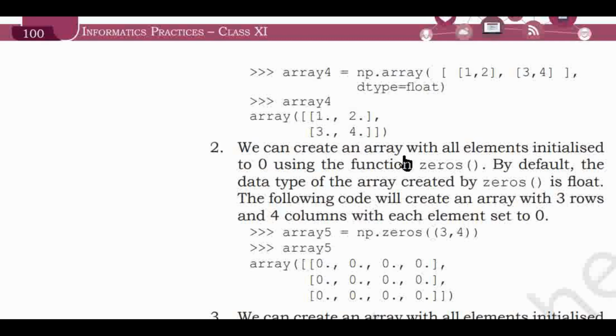We can create an array with all elements initialized to 0 using the function zeros. By default, the data type of the array created by zeros is float. The following code will create an array with 3 rows and 4 columns with each element set to 0. Array 5 is equal to np.zeros 3, 4. Array 5 array 0.0 0.0.